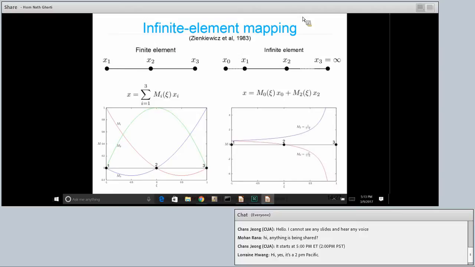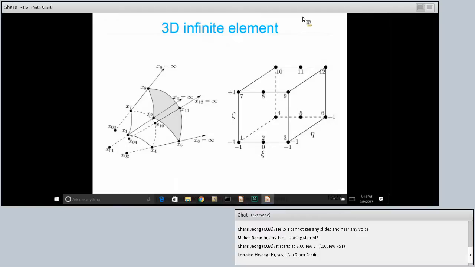And this x0 and x2 have to be defined such that when we map this geometry in the natural coordinates, it automatically maps to the infinity. And as you can see, these step functions m1 and m2 have very interesting properties. The summation of these step functions is always 1 everywhere. And as we go to the right, both tend to go to infinity, and that is because we want to map that geometrical point to the infinity. So this is the 3D infinite element. It's similar to before, just in the 3D setting.